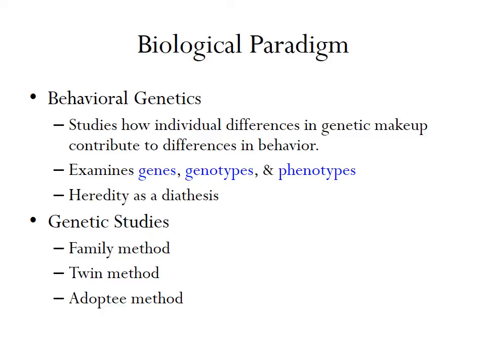One type of biological approach we could look at is genetics. When we talk about behavioral genetics, we're talking about looking at individual differences in genetic makeup and how they contribute to differences in behavior. What is it that's hardwired or coded into our DNA that makes us act and behave the way we do?